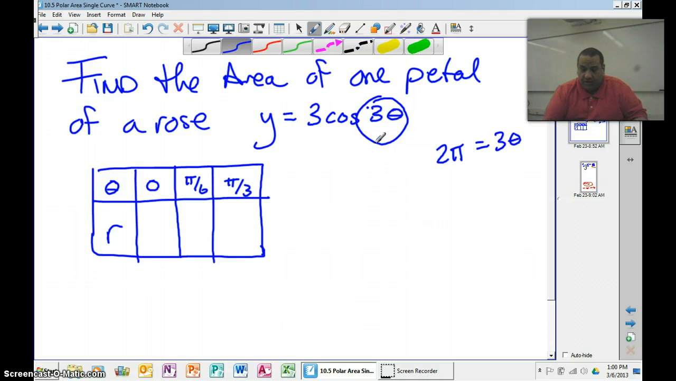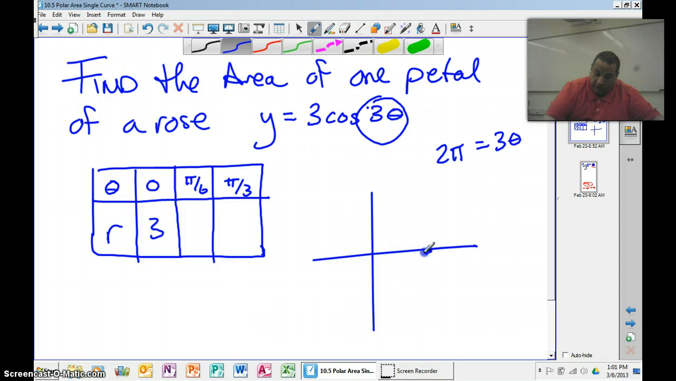When we plug 0 in for theta, cosine of 0 is 1. 1 times 3 is 3. So I know when I go to graph this, 0, 3, it starts here. Now, when I plug in pi over 6, let's see what we get. When I plug in pi over 6, that'll make this pi over 2. Cosine of pi over 2 is 0.